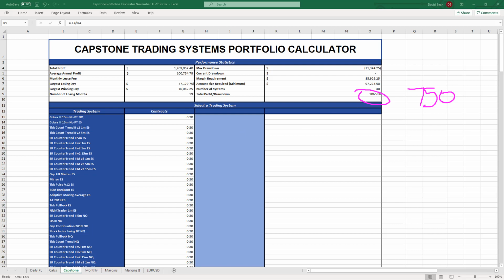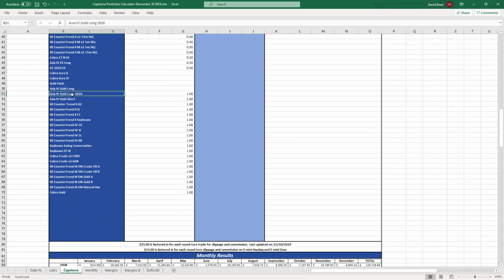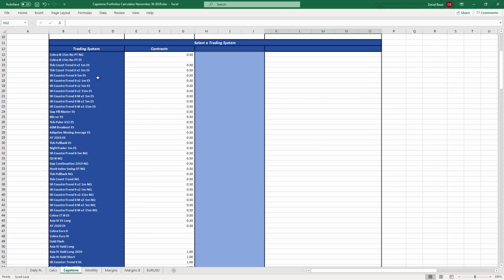You've got over 30 E-mini S&P and E-mini NASDAQ strategies trading right here, and so that is the bulk of this portfolio. And you have less of each of the other markets. For example, you see some gold strategies here. There's 3 gold strategies, a silver strategy, a crude oil strategy, soybeans, gold, silver, crude oil, RBOB, soybeans, crude, gold, natural gas, gold. And so up here you have a long list of NQ and ES strategies right here.